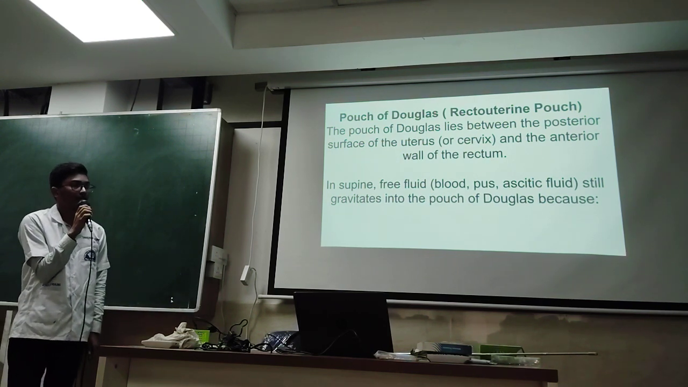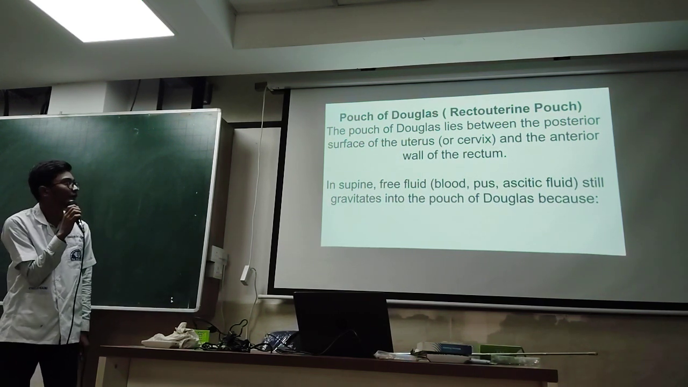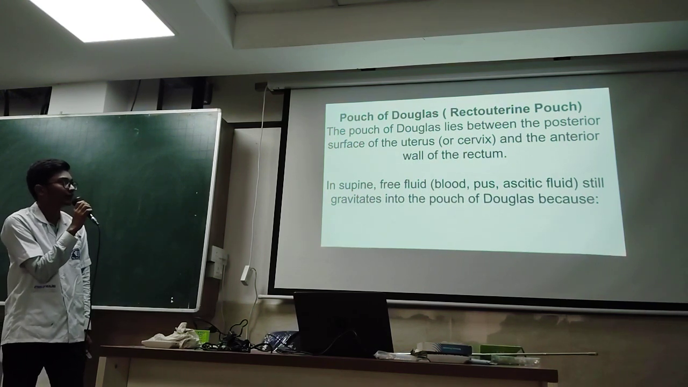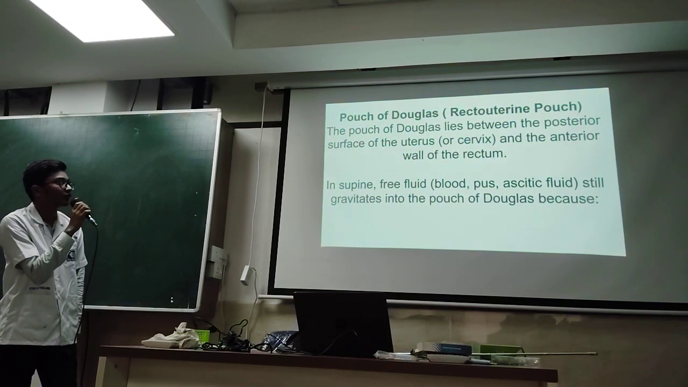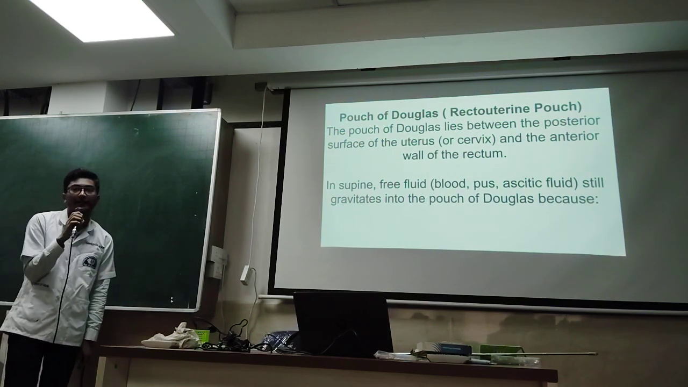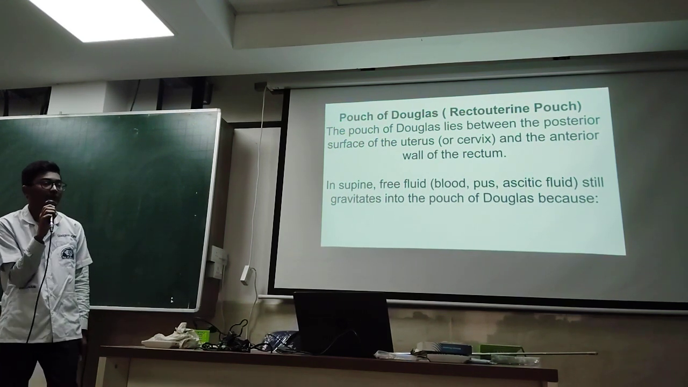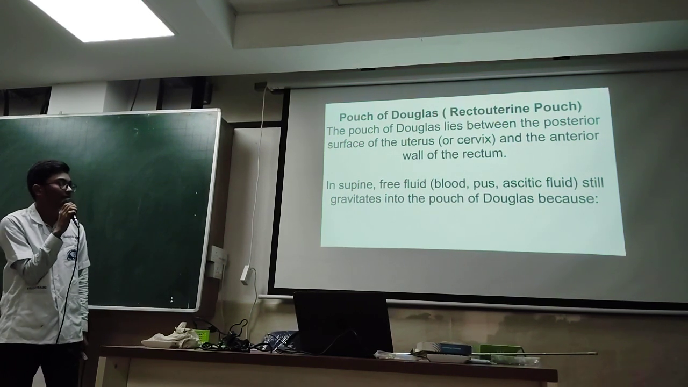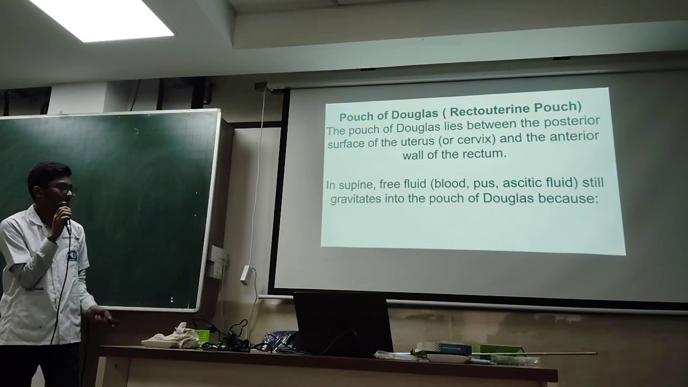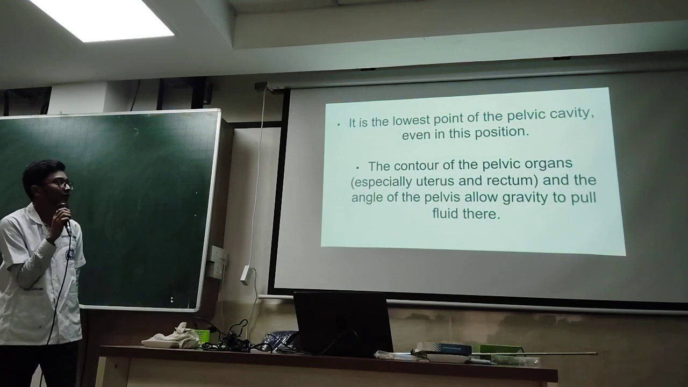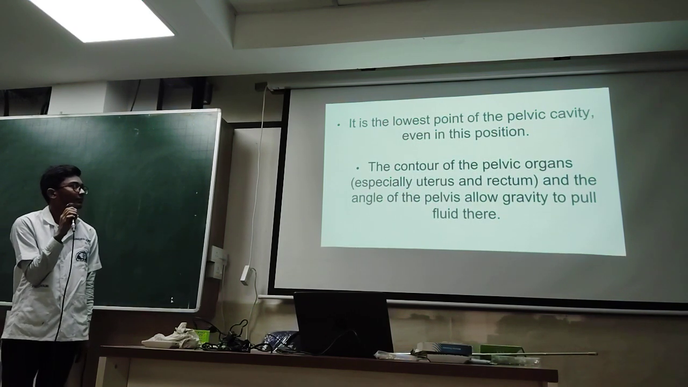Earlier, my friend explained about the pouch of Douglas. It is also known as the rectouterine pouch. The pouch of Douglas lies between the posterior surface of the uterus and the anterior wall of the rectum. Even in the supine position, free fluid still gravitates into the pouch of Douglas because it is the lowest point of the pelvic cavity.